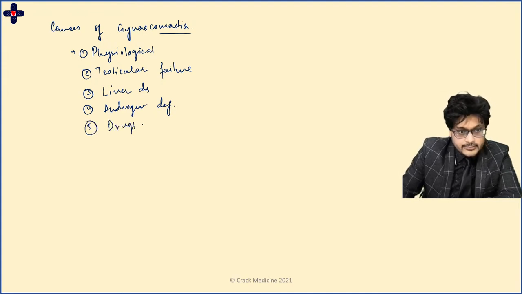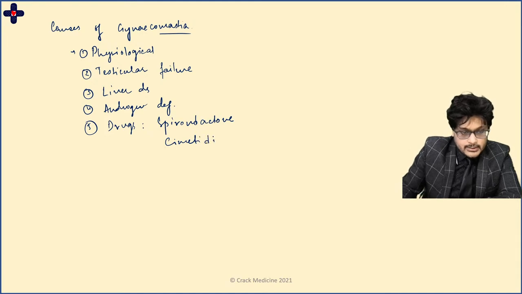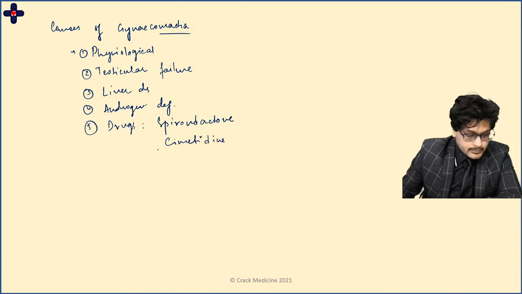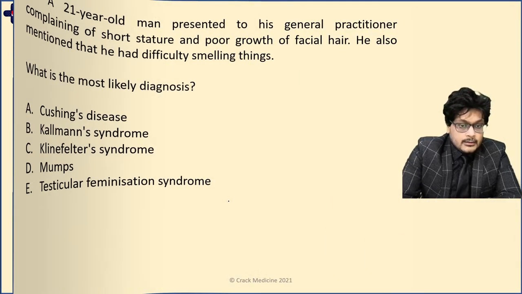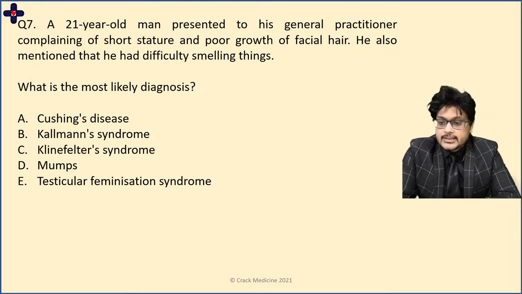There's a whole list of drugs in the pharmacotherapeutic chapter, but for starters, we will remember spironolactone, cimetidine, which is not used anymore, but still there's also digoxin, there's finasteride, and of course there is estrogen itself. For some reason, if you are keen on giving that. All right, let's move on to the next one.